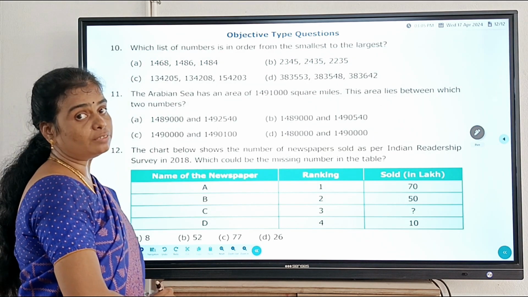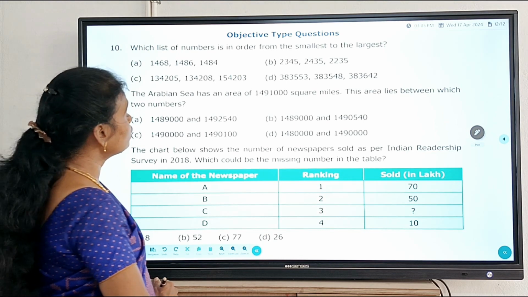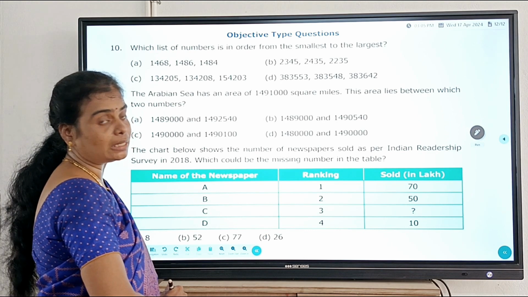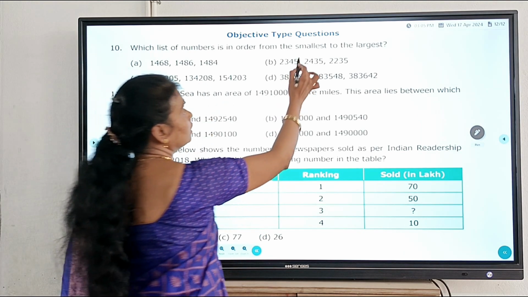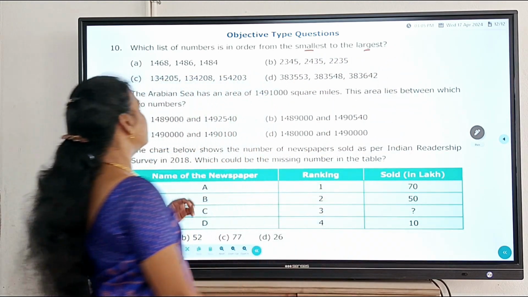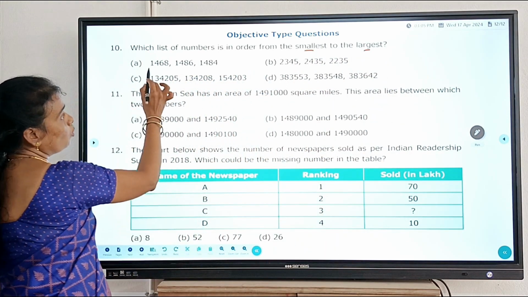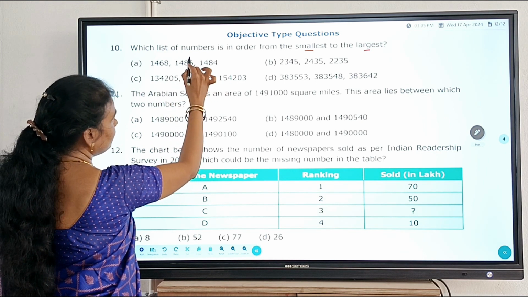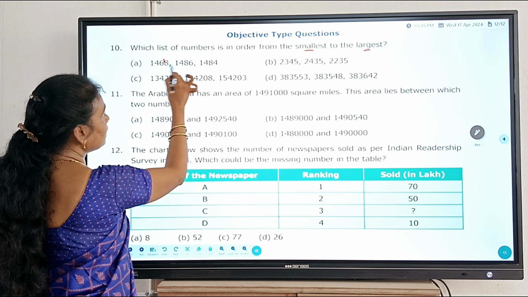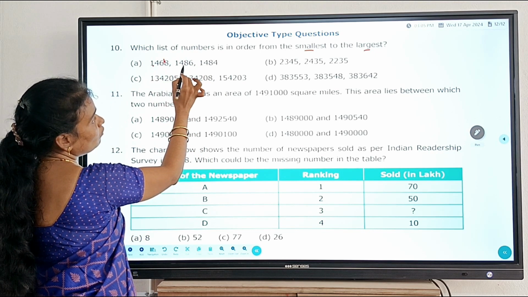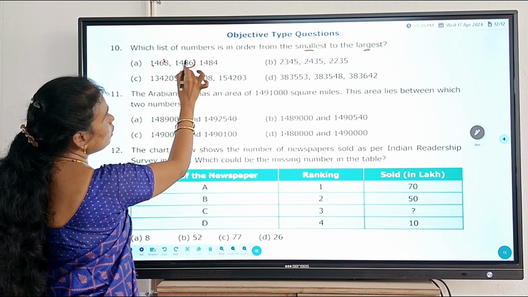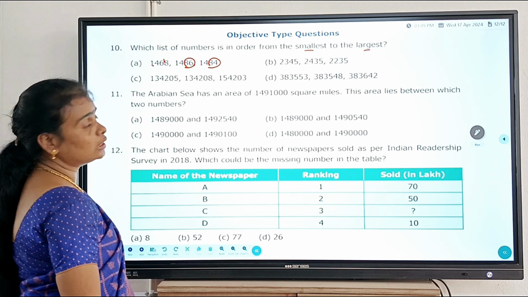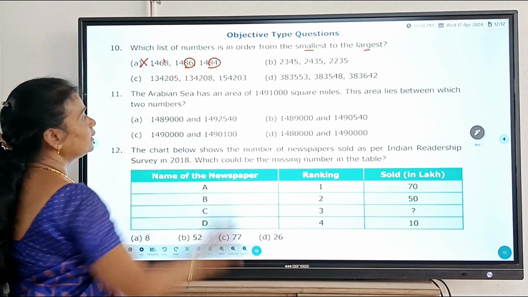Then we move on to objective type questions. The first one, which list of numbers is in order from the smallest to the largest? And here also we have to compare the numbers and then only you can find out the smallest to largest number. So let's compare the first one, 1, 4, 6 and 8, 1, 4, 8 and 6 and 1, 4, 8 and 4. So here 3 digits are same. Sorry, 1, 4, 6 here, 1, 4, 8, 1, 4, 8. But this one 86 is bigger than 84. So it is not arranged from smallest to the largest one.